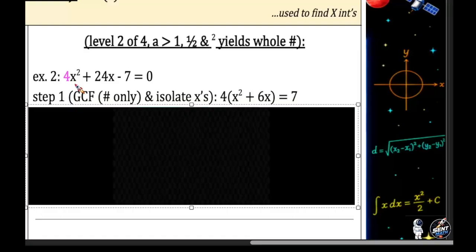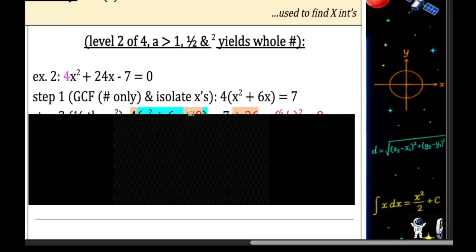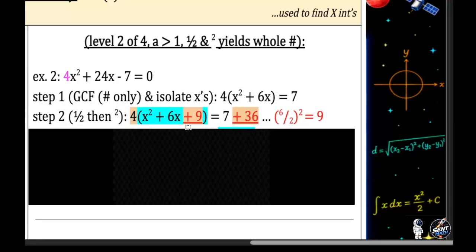So I GCF out the 4, and the next step is similar to what we did earlier, the core of completing the square problems, where you half then square the term that has an x to the power of 1. This is the term that has x to the power of 1. It's 6x. So we take 6, multiply it by half, and you get 3. Square that, and you get 9.